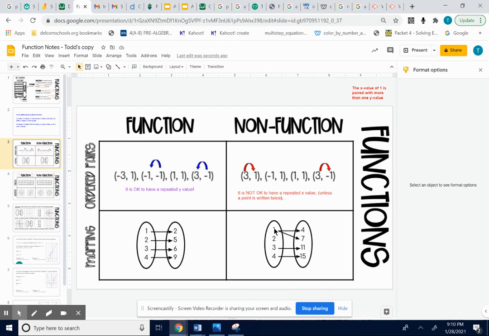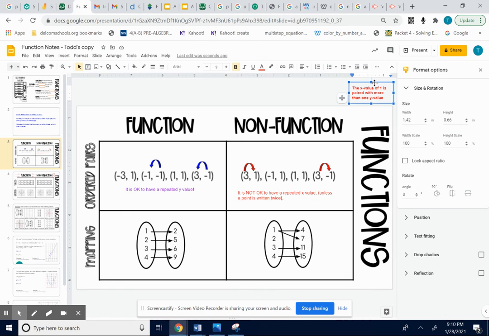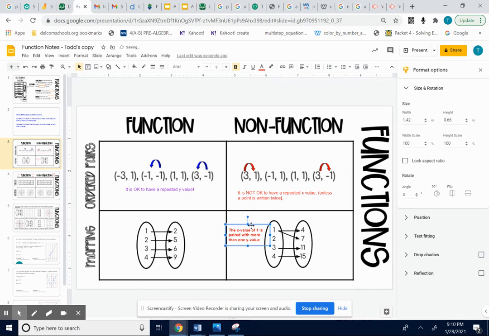Look at the mapping over here: the x value of 1 is paired with a 4 and a 7. That's the no-no. The x value of 1 is paired with two y values. So I had that statement up there to drag down: the x value of 1 is paired with more than one y value. So that's why that is not a function.